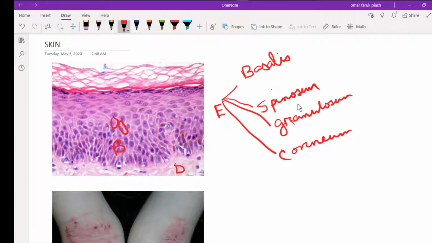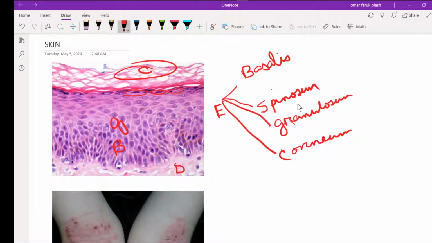And above that there is some granular area, which is called stratum granulosum, and above it there is an area where there are anucleated cells. There is no cell. This is the area where there is no cell. It is called stratum corneum.